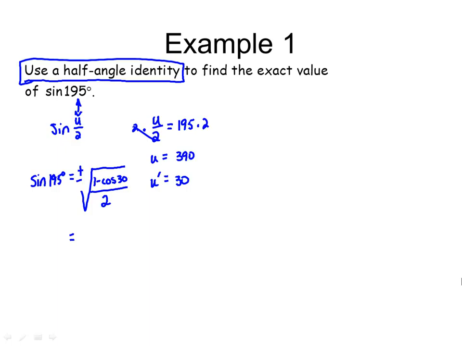I'm asking you to find an exact value. What does that mean? Throw the calculator away. I want an exact value, so throw that calculator away. Your answer is going to be in terms of radicals if need be. Alright, so we're going to have plus or minus the square root of 1 minus, what is the cosine of 30? Radical 3 over 2. Over 2. And make sure your square root covers that whole thing.